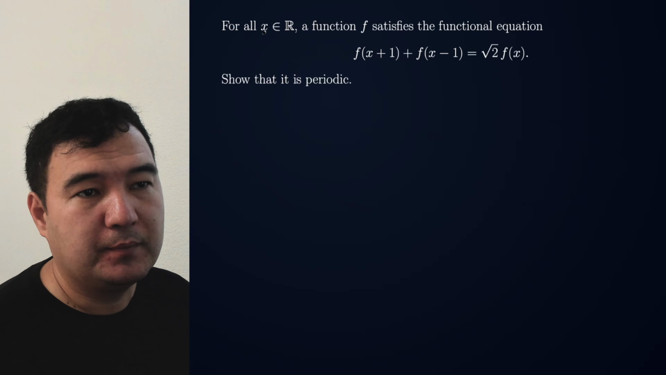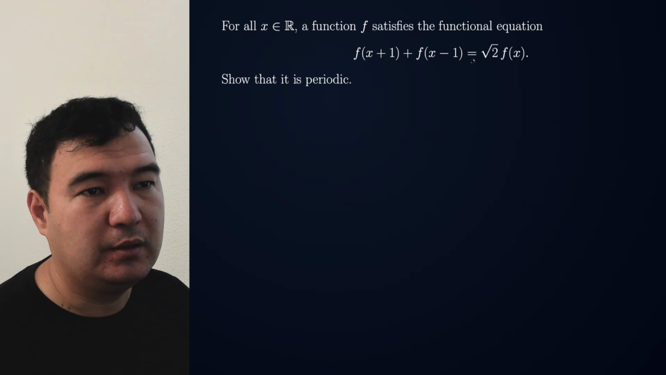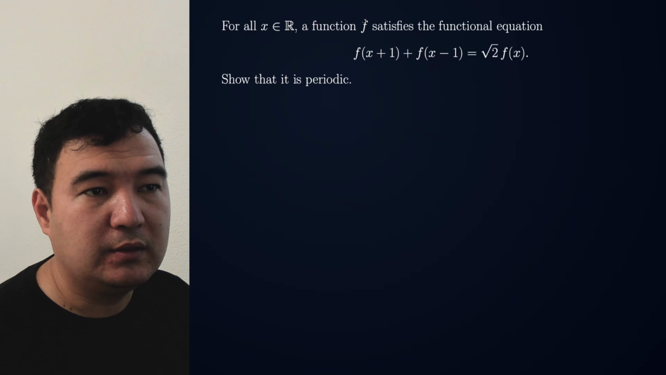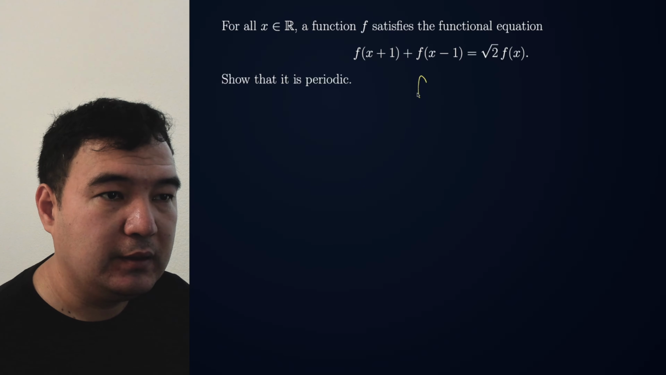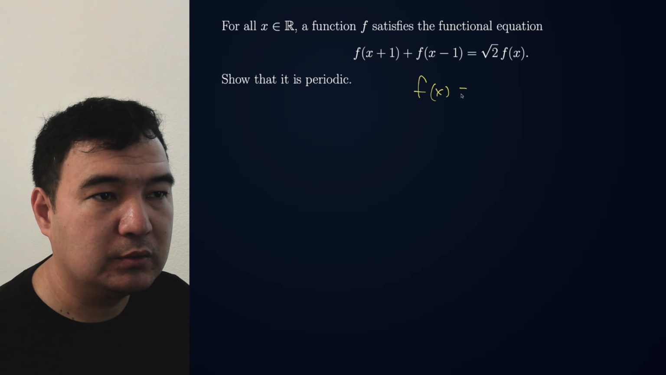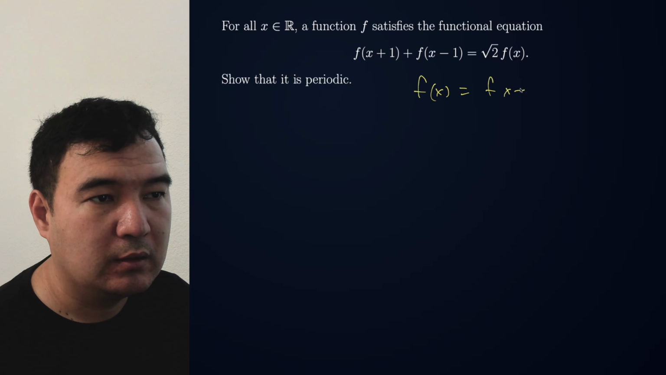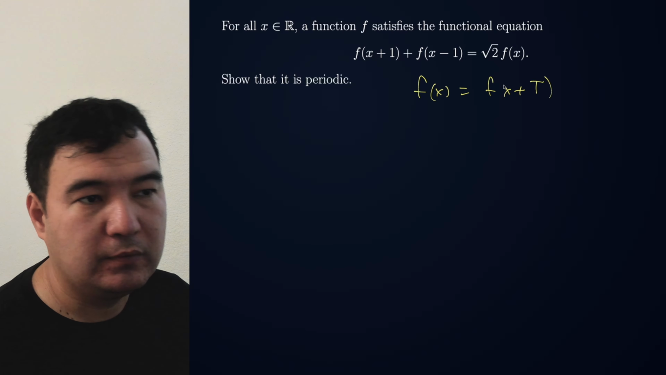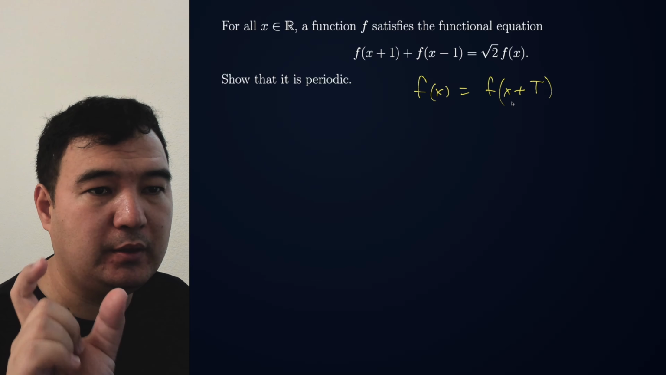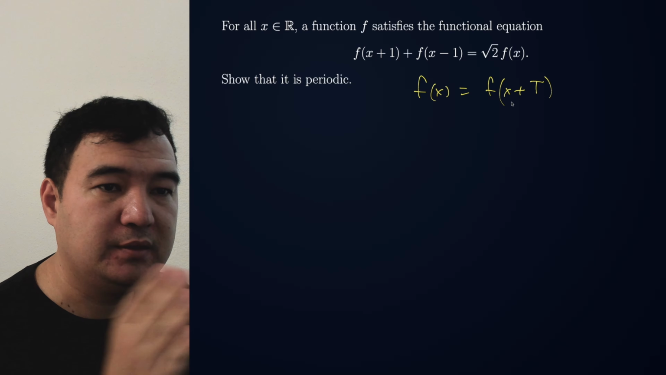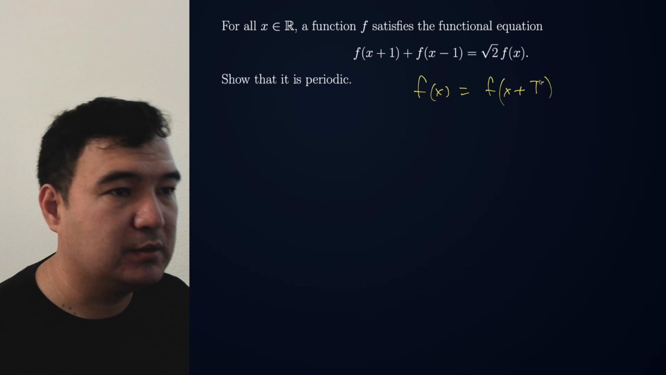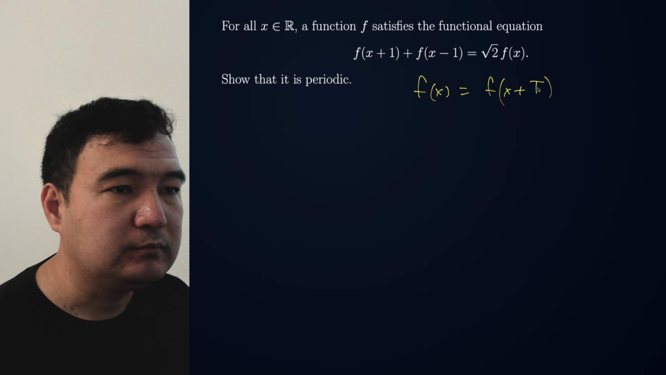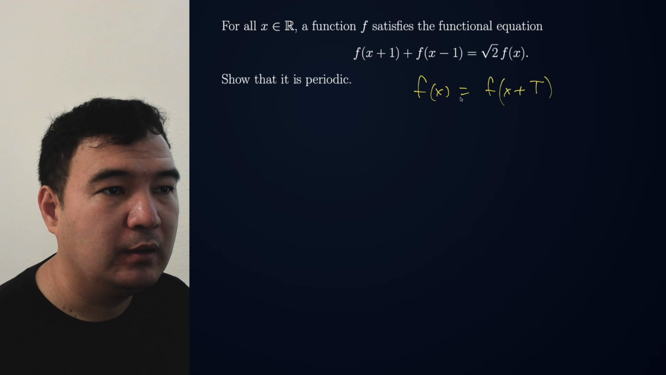For all x which satisfy the following functional equation, we want to prove that this function is a periodic function. A periodic function is when you have a function f of x equal to f of x plus t for some fixed period t. So the function repeats itself over time. This t is the period, or sometimes called time. So we want to prove this.